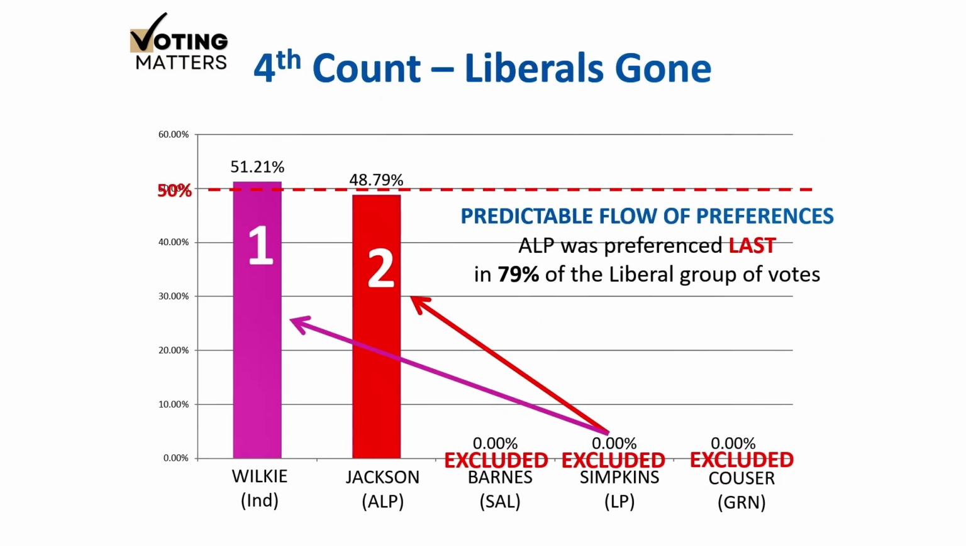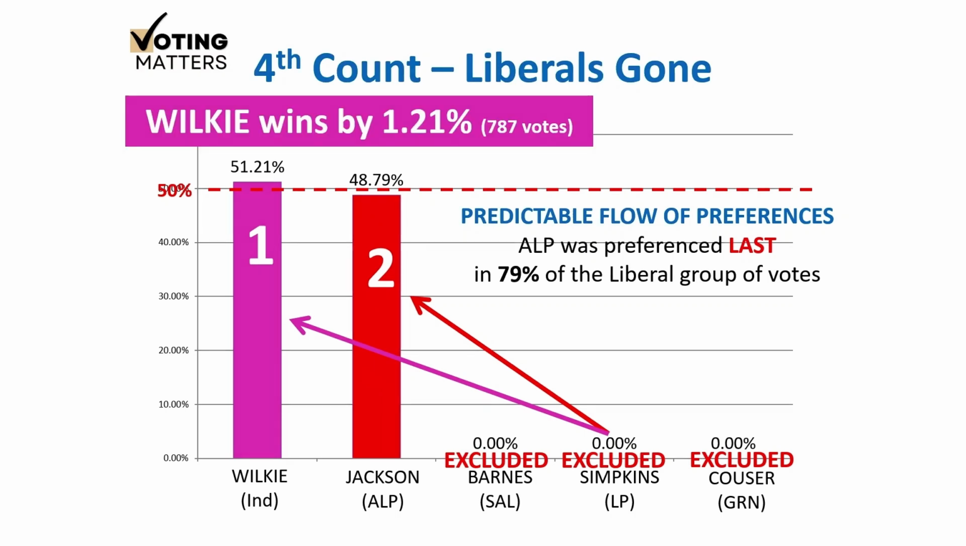On the fourth count, the distribution of preferences from the Liberals was no surprise because the ALP and Liberals strongly oppose each other. Almost 80% of the votes from that group preferred Wilkie to the ALP. The final result was Wilkie winning by 1.21%, or just 787 votes. Consider how he did it. Of the 51.21% he ended up with, he started with the very important primary vote of just 21.1%.